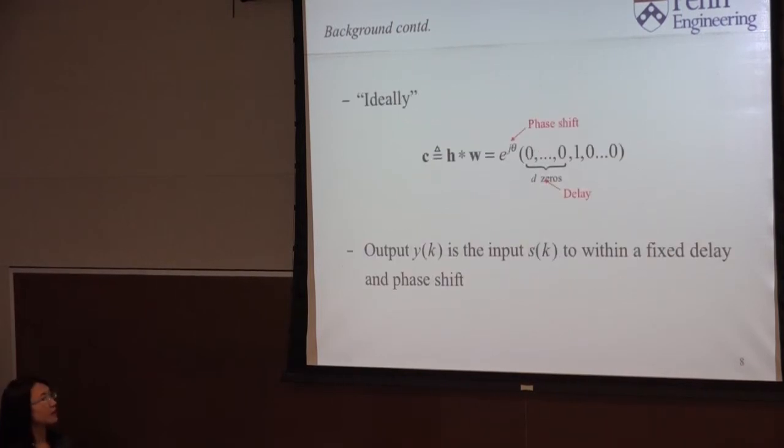So ideally, in other words, the cascaded response of the channel and equalizer should have this form, where the D is some delay and the theta is some phase shift. So ideally, the output YK should be the input XK with some fixed delay and phase shift as well. As long as the cascade system has this form, we say that we have an ideal equalizer.